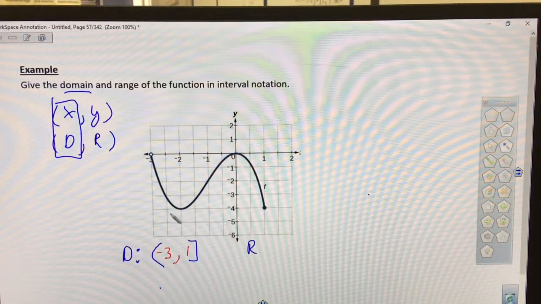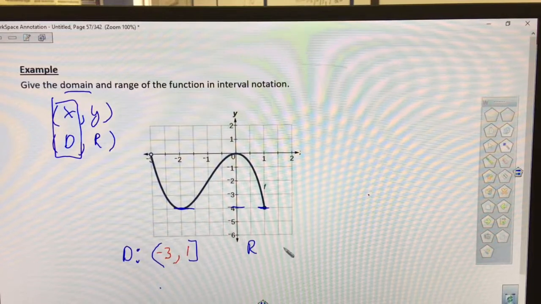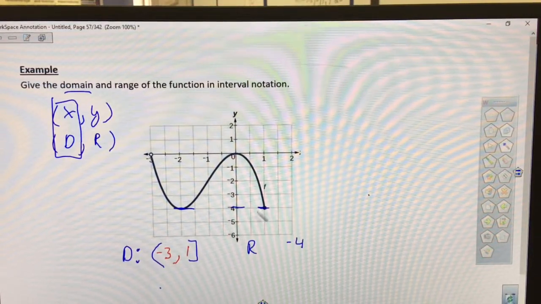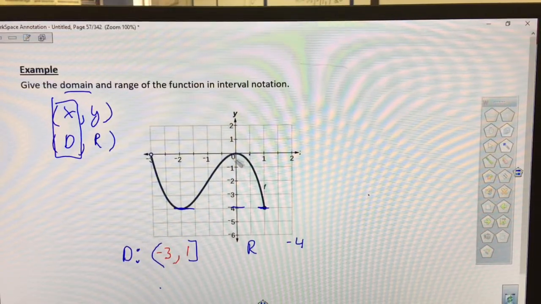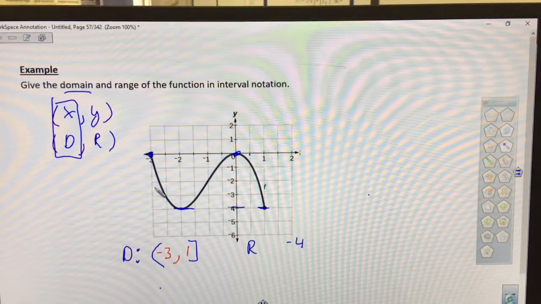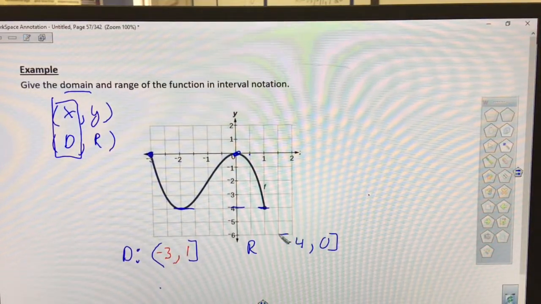Now this gets a little tricky because the lowest y value is negative 4 and it shows up in 2 spots. Notice they're both closed circles, so the range is going to be from negative 4, low value, to high value. What's the highest y value here? 0. Notice it's a closed circle here and an open circle there. So there is a value at 0. So it will be 0 with a bracket on it. Negative 4 with a bracket on it.